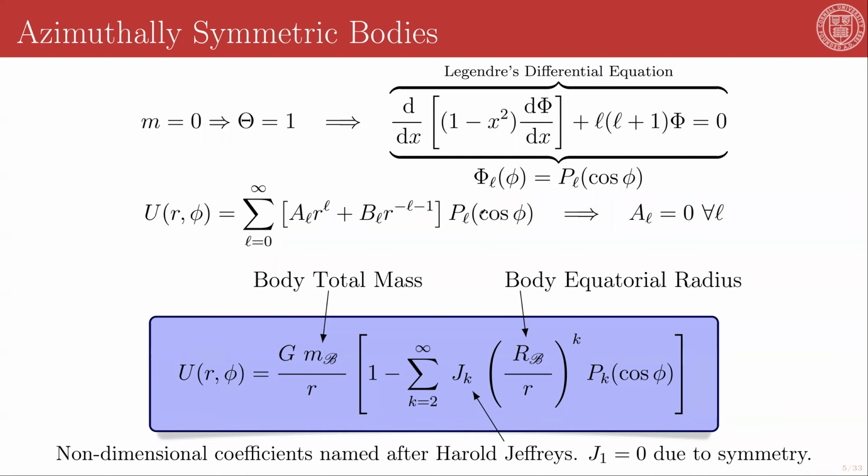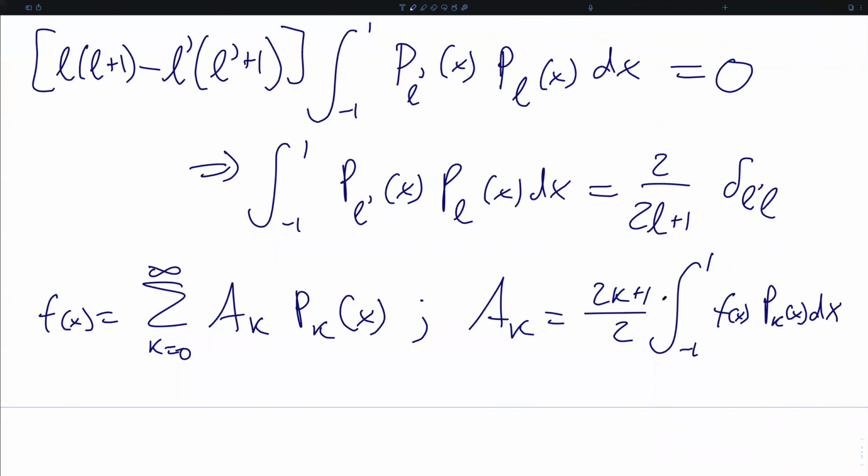You will notice that we have transformed this expression slightly, and we have renamed these b sub l's into these J sub k's. These are coefficients named in honor of a mathematician by the name of Harold Jeffreys. J0 is equal to 1. That's this term. And because of the symmetry of an azimuthally symmetric body, you can prove that J1 has to be equal to 0. This is because the first Legendre polynomial of cosine phi is equal to cosine phi itself, and the integral over that, the normalizing factor, here will be 0.